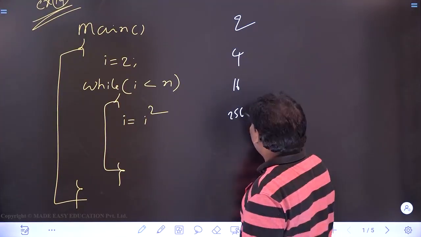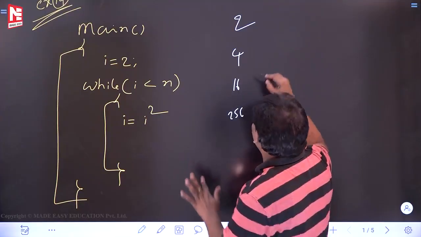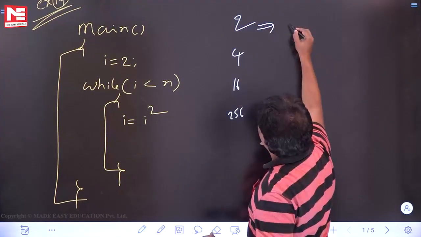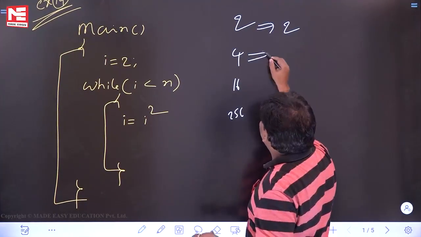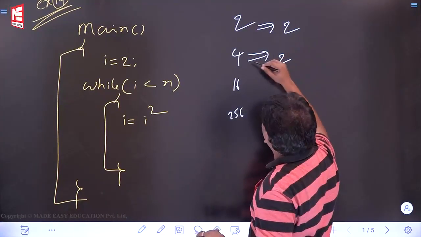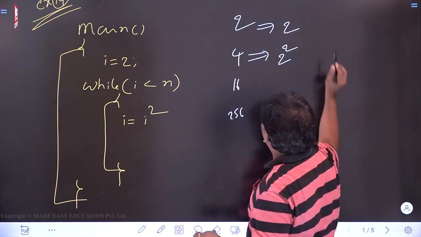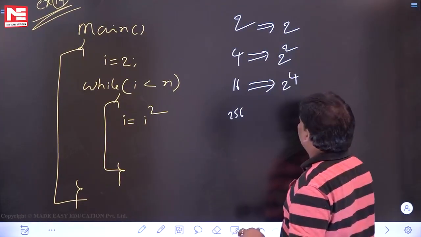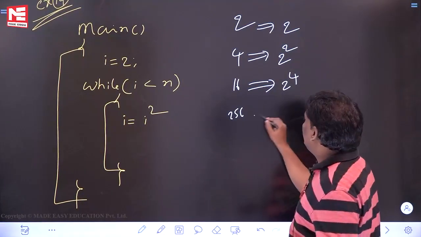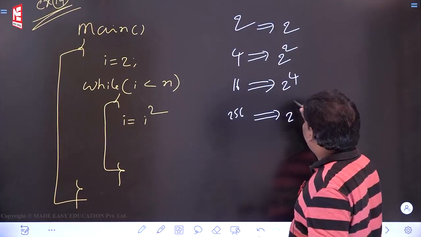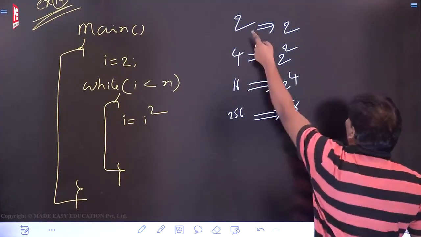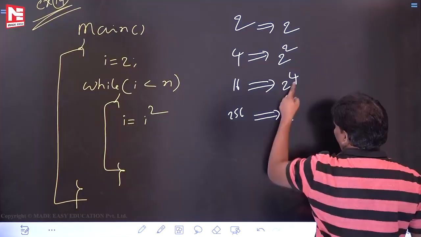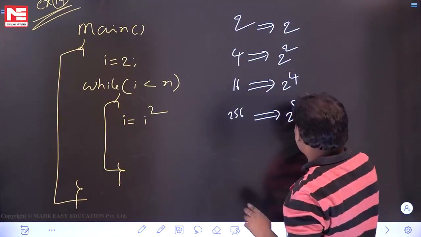Some people are asking, what is going on? Let me check here. It is the 2 only, it's okay. 4 can be written as 2 square. This 16 can be written as 2 power 4. This 256 can be written as 2 power 8. It is the 2 only, it is the 2 square, it is the 2 power 4, it is the 2 power 8.